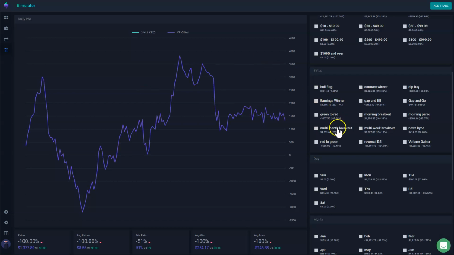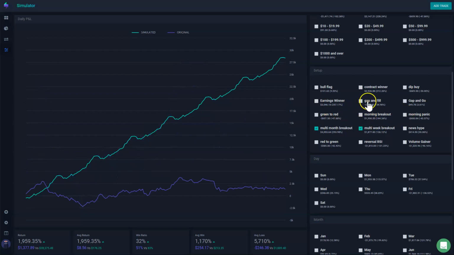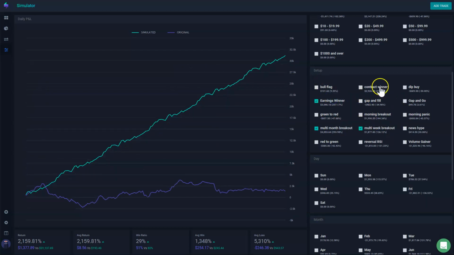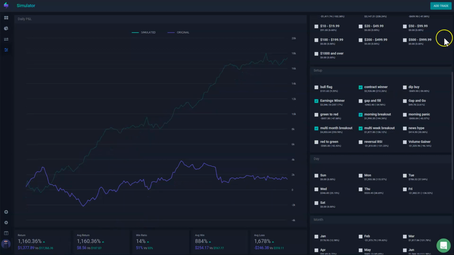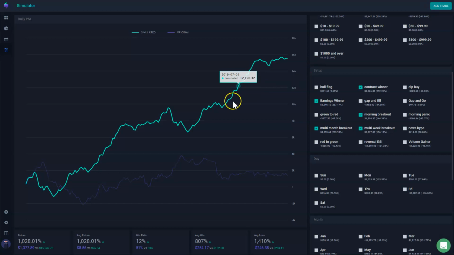okay, what if I would have taken those setups that are giving me consistent profits, which is multi-month breakout, multi-week breakout, earnings winner, contract winner, and the morning breakout. So as you can see, we're going to see another line here that is being created for us.